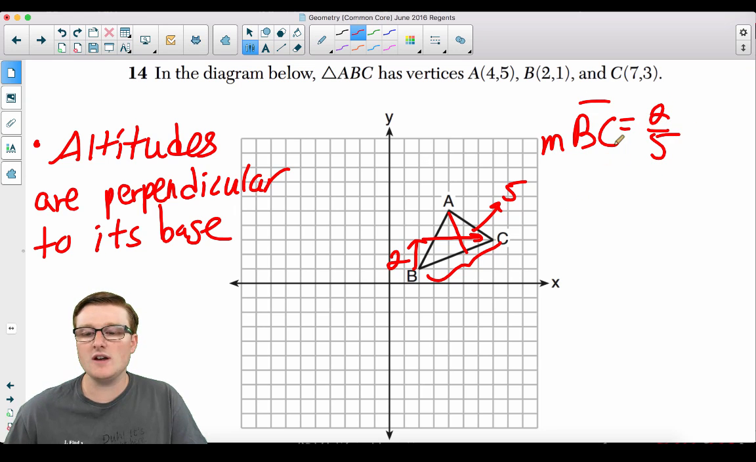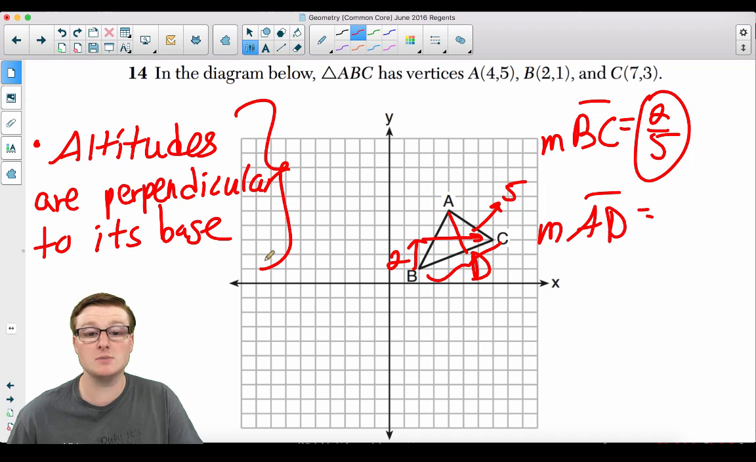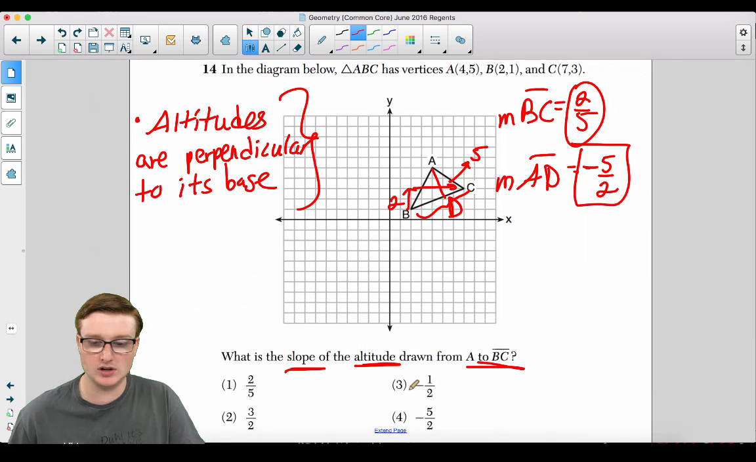So if the slope of BC is 2/5, then the slope of the altitude, I'm going to call this AD, and make that D down here. The slope of AD has to be the negative reciprocal of 2/5 because, again, altitudes are perpendicular to their base. So the negative reciprocal of 2/5 is negative 5/2, which is the answer. So your answer for number 14 is choice 4, negative 5/2.